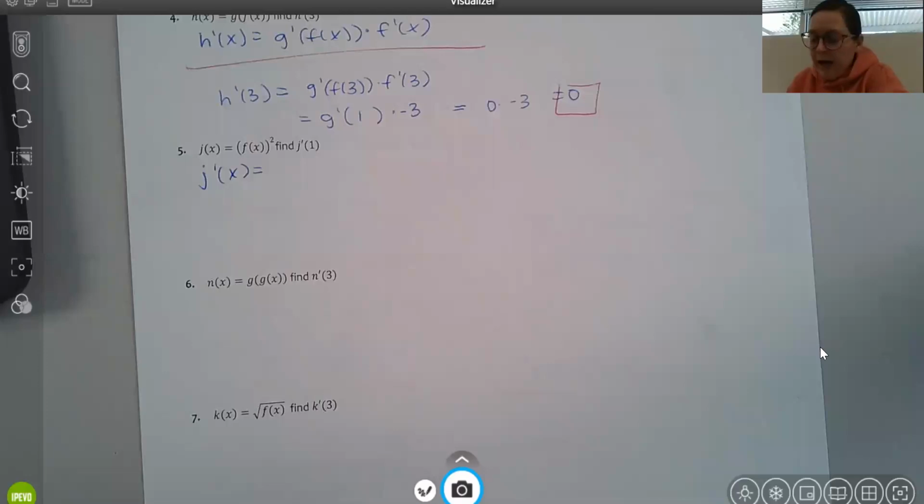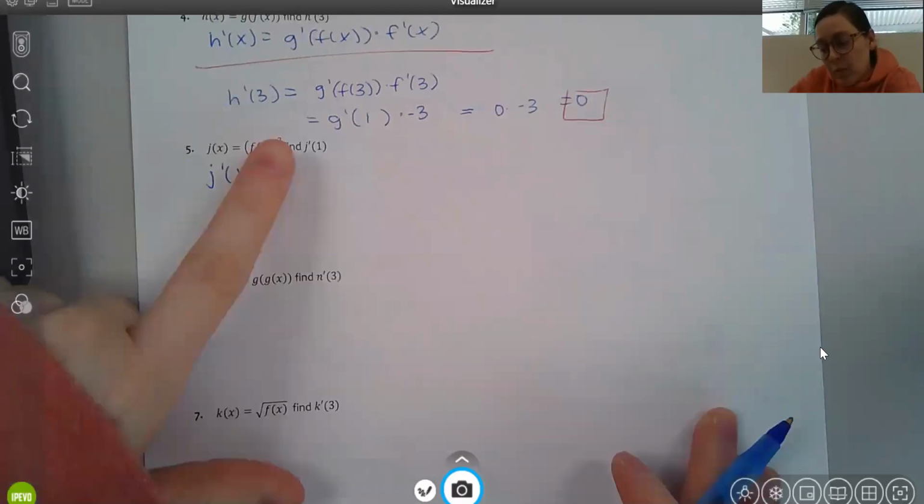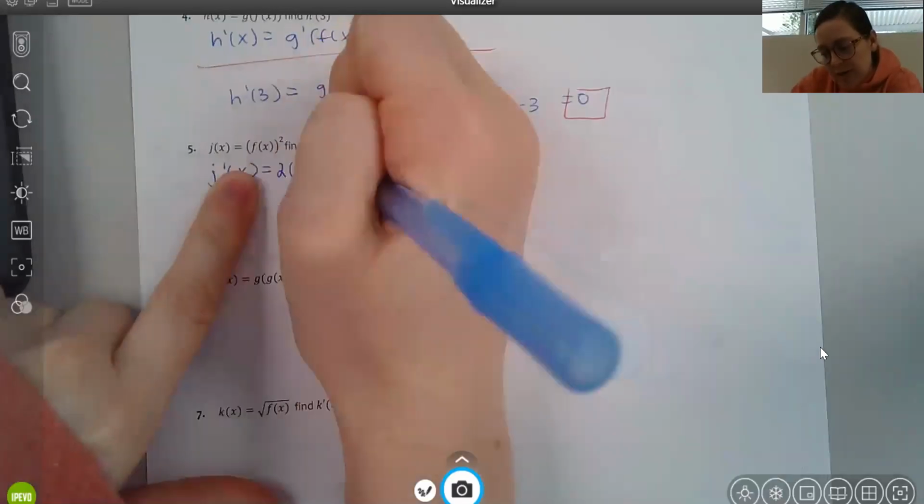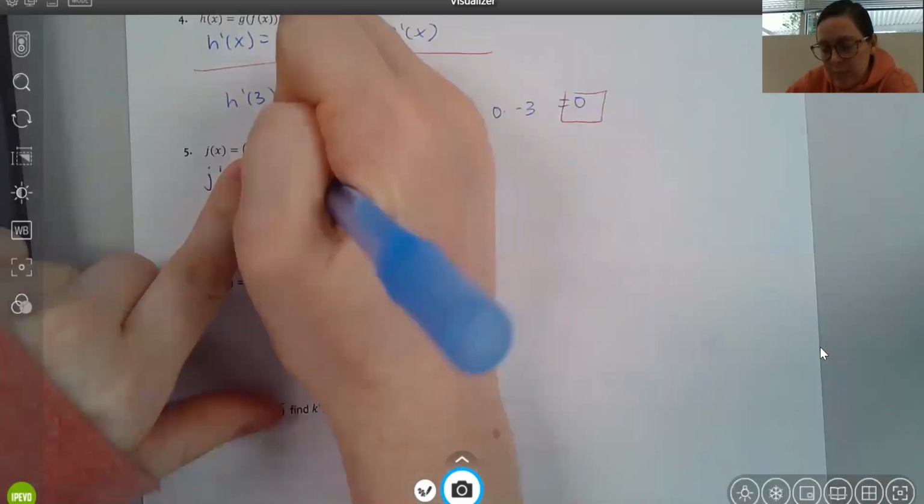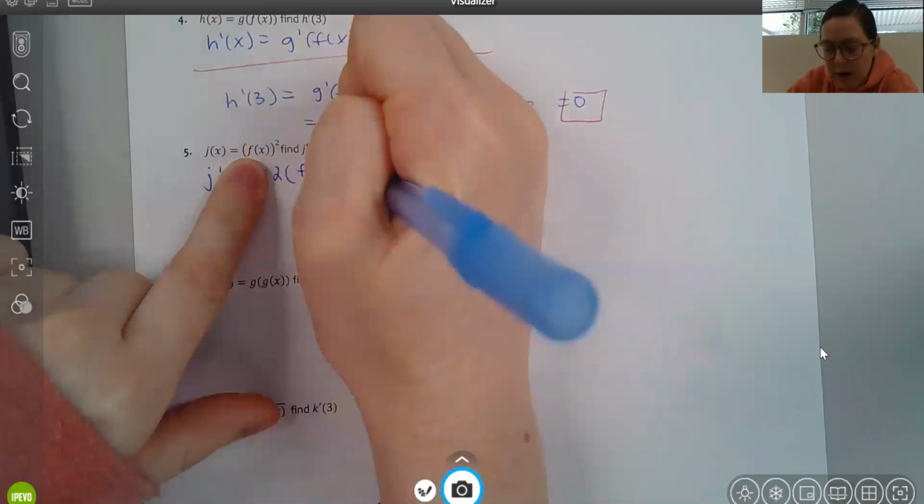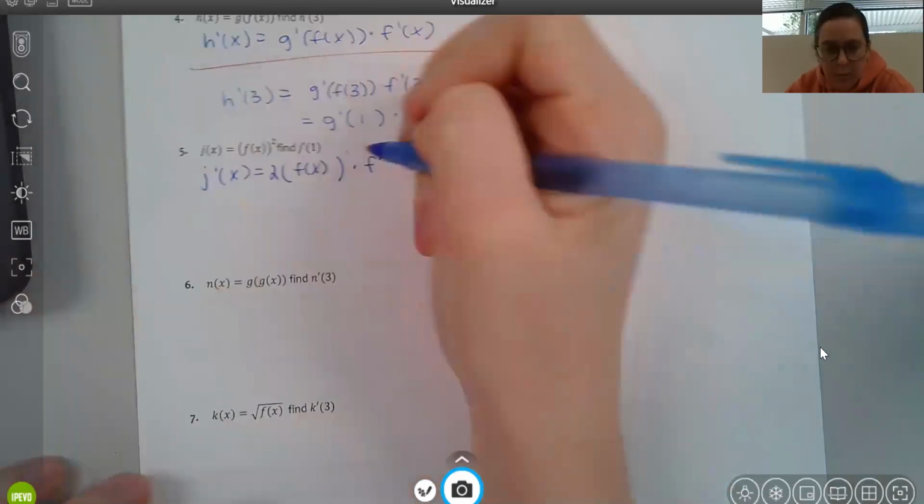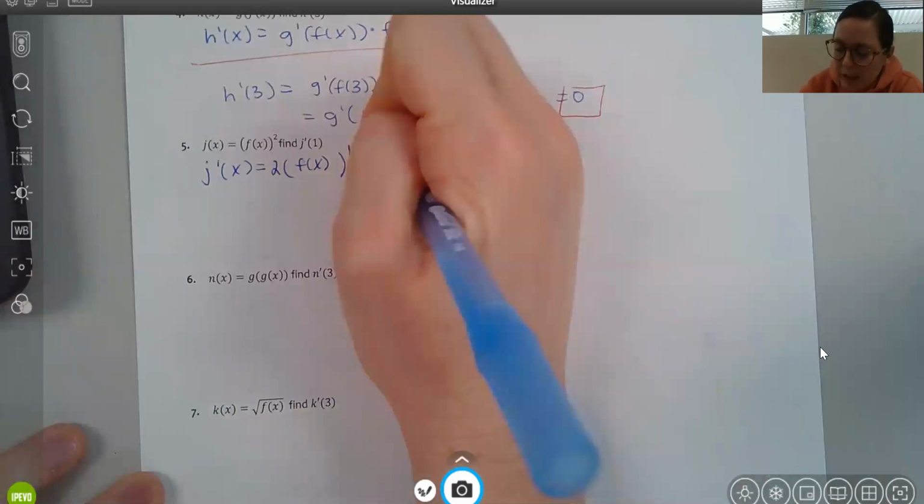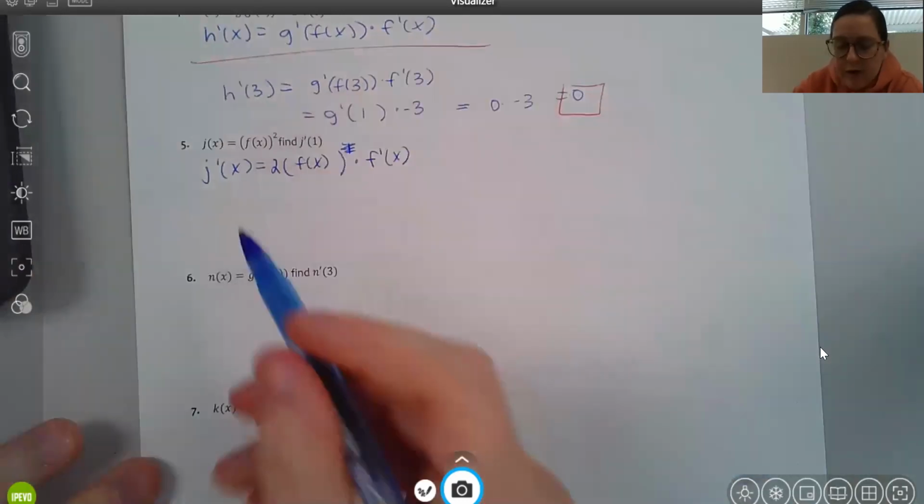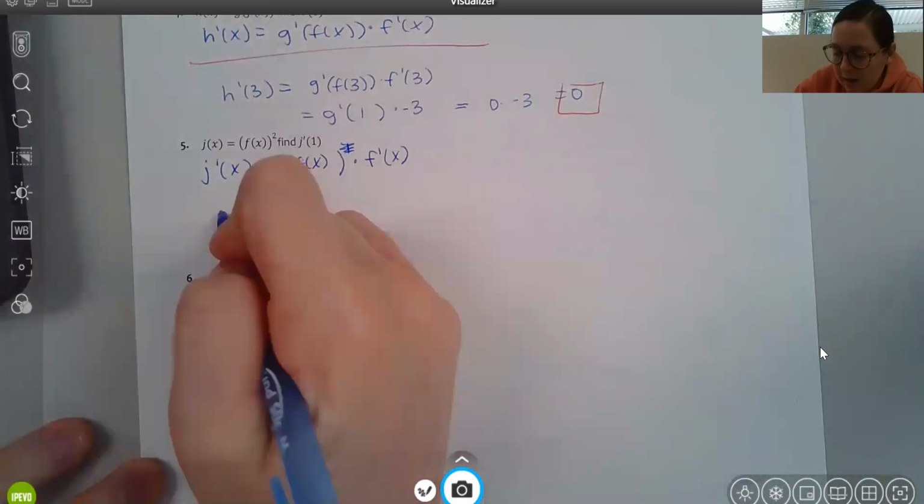So for 5, derivative of the outside is the squared. So bring the 2 down. Now it's to the 1 power. Leave the inside alone. Then multiply by the derivative of the inside, which is f prime. This is to the 1 power, not a prime, by the way. That is a very different thing, and to the 1 power doesn't really do anything. So now this is just 2 f of x times f prime, plugging in at 1.